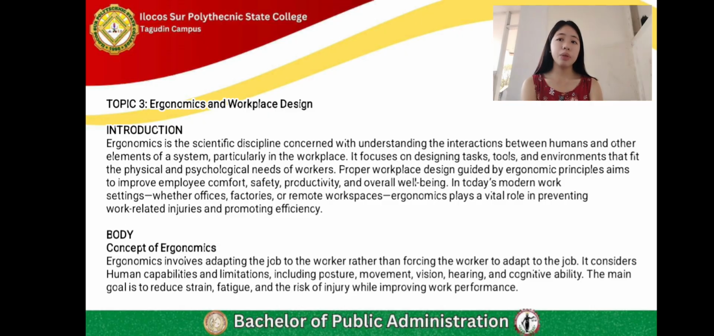Ergonomics involves adapting the job to the worker rather than forcing the worker to adapt to the job. It considers human capabilities and limitations, including posture, movement, vision, hearing, and cognitive ability. The main goal is to reduce strain, fatigue, and the risk of injury while improving work performance.